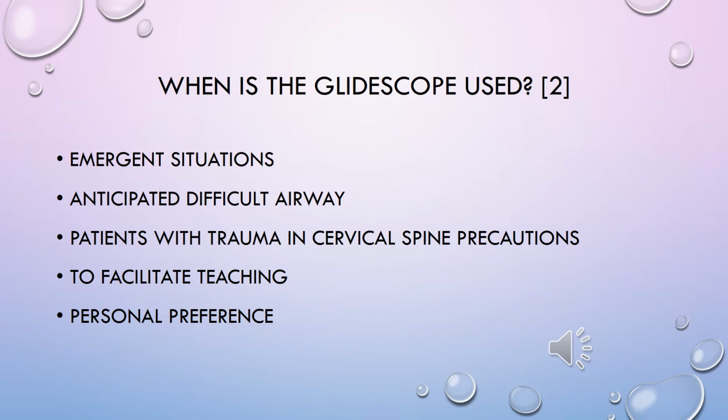When is the Glidescope used? As previously mentioned, it is used in emergent situations, difficult intubations, as well as for patients with trauma and cervical spine precautions to facilitate teaching. For example, BLS, ACLS, or even yearly competencies. Also, it is used based off of personal preference. Not everyone prefers to use the Glidescope. Some technicians prefer to use the direct visualization technique with the laryngoscope and blade.